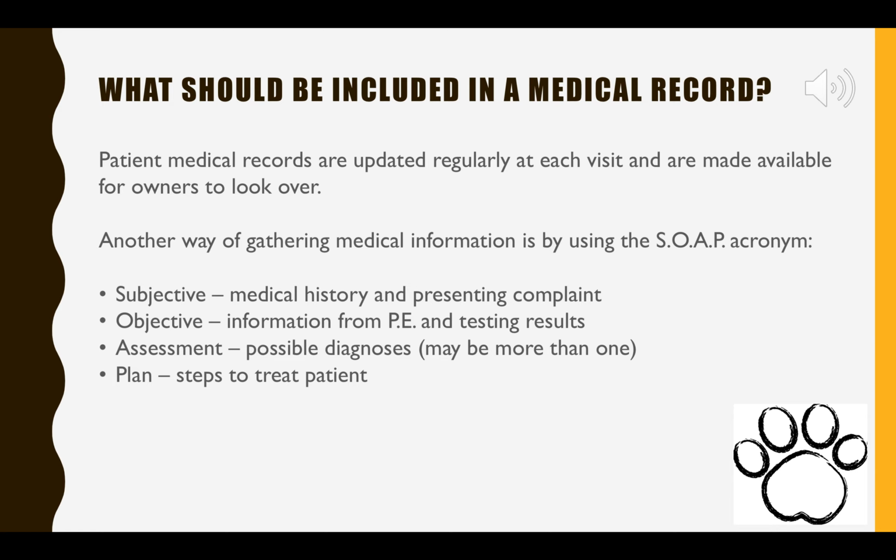Another way of gathering the information needed for a medical record is by using the SOAP acronym. So this consists of the same information listed on the previous slide, just in a different format. So it has subjective information, which is, again, the patient's medical history and presenting complaint. Objective information, which includes anything gathered in a physical examination or test results. Then an assessment made by the doctor, which includes any possible diagnosis, and there may be more than one while the doctor is trying to pinpoint exactly what's going on with the animal and while they're waiting for any test results to come back. And then finally, a plan to treat the patient.